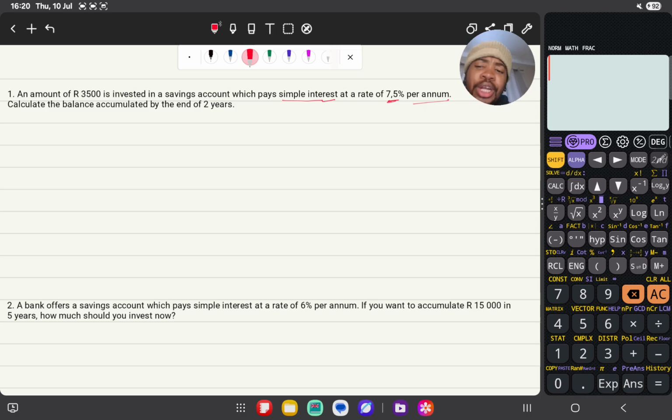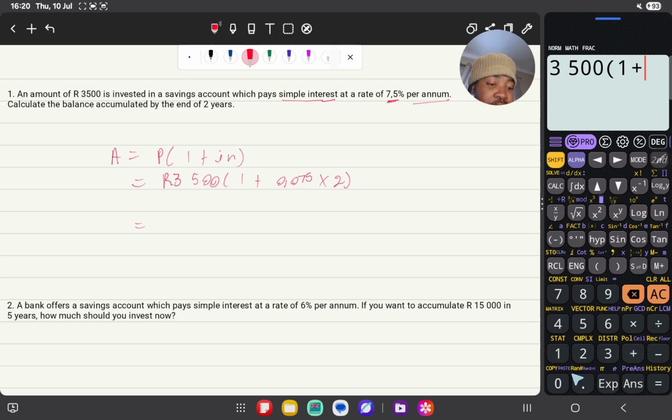We know the formula, right? The accumulated amount equals principal into 1 plus i, being the interest, times n. What's the principal? It's 3,500. And 1 plus, what's your interest rate? It's 0.075, which is 7.5%, right? Multiplied by how many years? It's 2 years, this one. So just like that, it's not really complicated. You see what I mean? Then you just press your calculator: 1 plus 0.075, times 2.